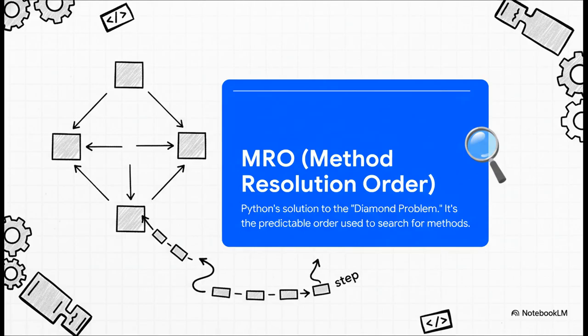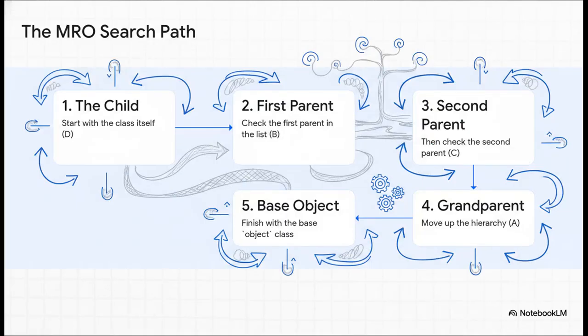But don't worry, Python isn't just going to guess. It has a super clear, predictable rulebook for this exact situation. It's called the Method Resolution Order, or MRO for short. Think of it as a search path that Python follows every single time. So how does Python figure this out? It follows that MRO path, and it's always the same.